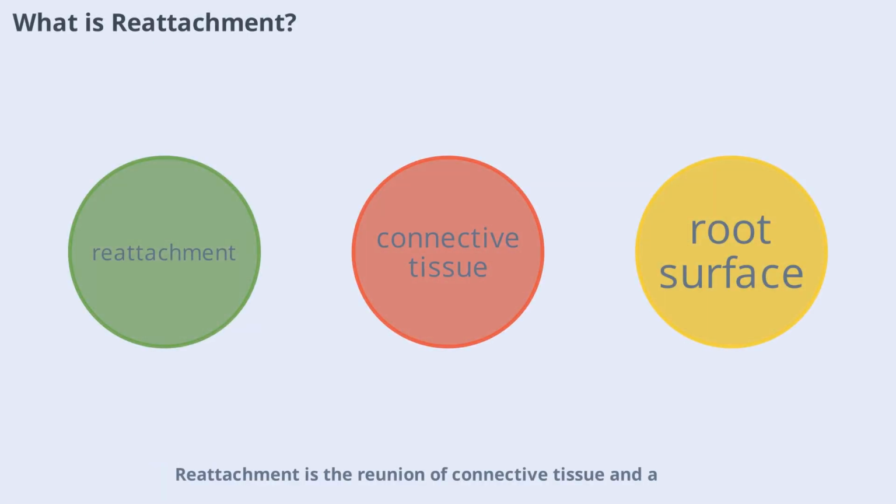Reattachment is the reunion of connective tissue and a root surface that have been separated by incision or injury, not by disease. This is different from new attachment, which deals with areas previously affected by periodontal disease. Reattachment is important in surgical procedures, where tissues are intentionally separated and then brought back together. Proper reattachment ensures that the tooth remains stable and the supporting structures heal correctly.